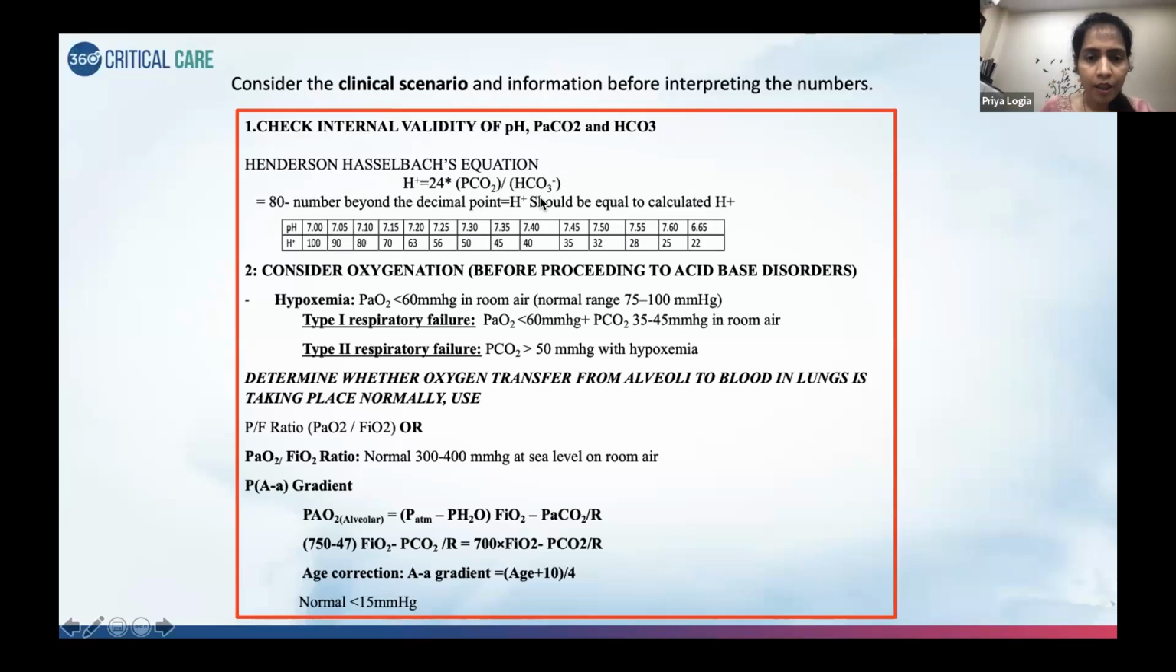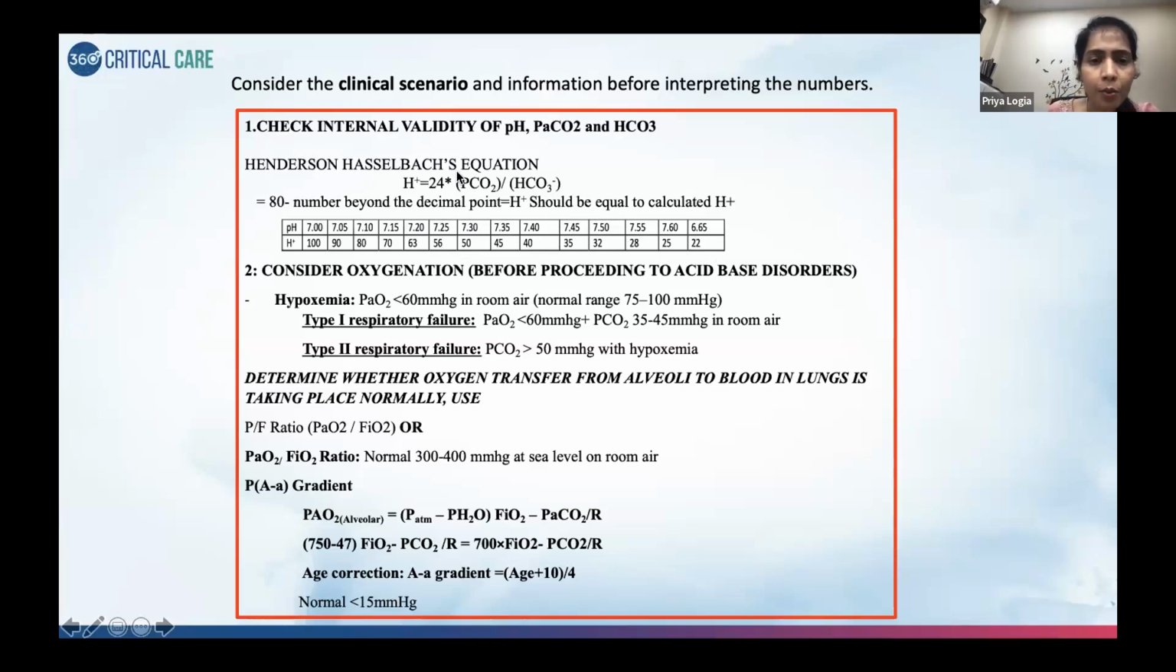Okay, so with this, if you have a hydrogen ion concentration of 40, your pH should be 7.40. If it is 100, then your pH is going to be even less, okay, 7.0. Okay, if it's going to be somewhere around, it depends actually. So it depends on the hydrogen ion concentration.